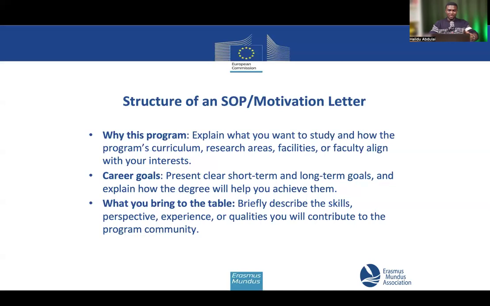So what do you bring to the table? Describe the skills, your perspective, experience, or qualities that you will contribute to the program community. And they need people that will contribute in a way that achieves the program's aim.